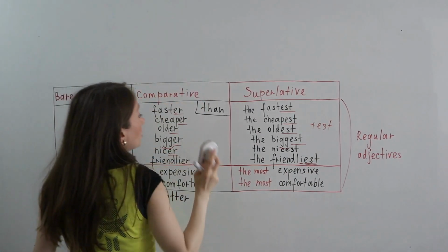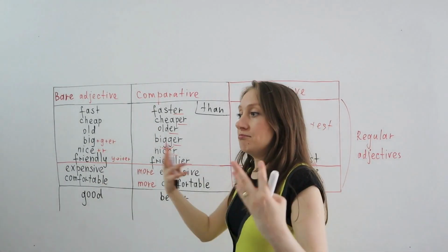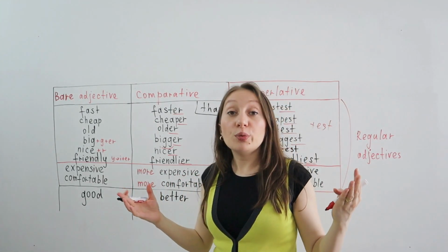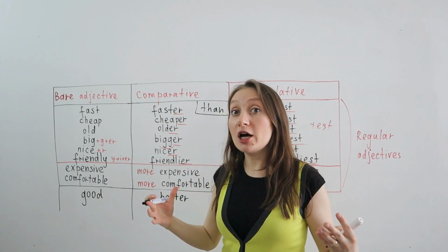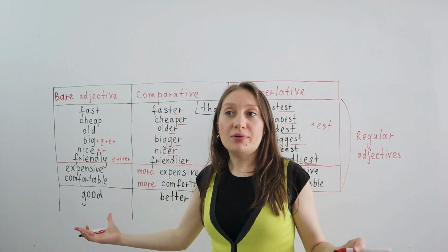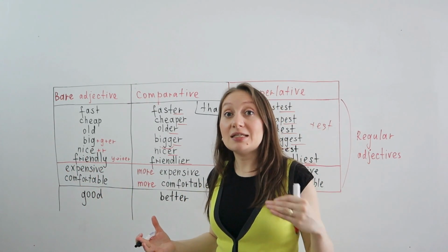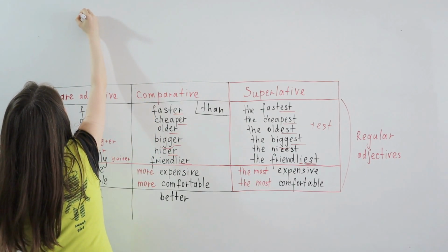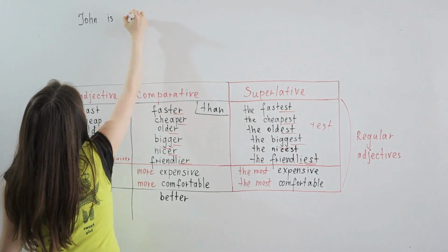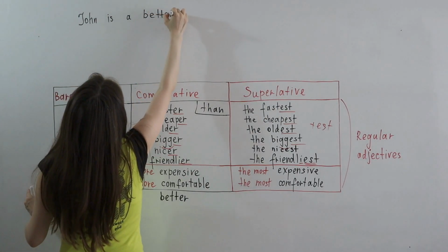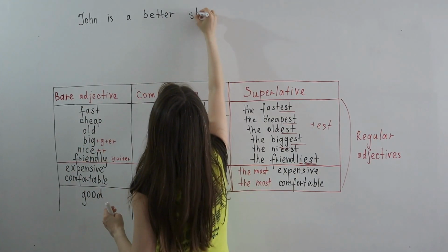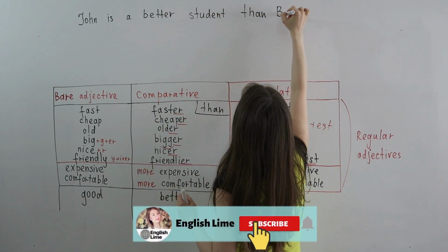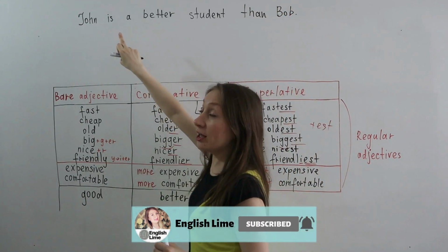So, let me write the example sentence. Do you remember our sentence with John? So, let's use this example. Again, we will compare John to Bob. So, John is better than Bob, for example, like a student. John is a better student than Bob. So I write here, John is a better, because we will use a noun here, student, than Bob. So we have comparison, John and Bob.